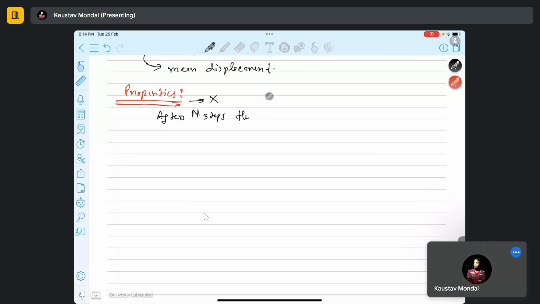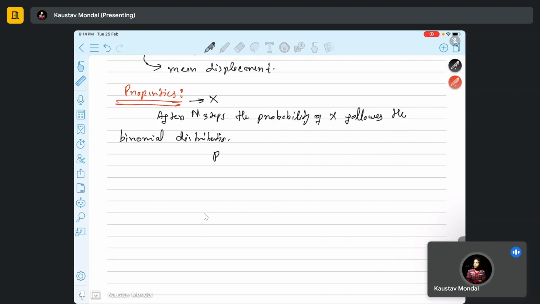the probability of x follows the binomial distribution. So P(x) would be simply nCk. I hope you already know about the properties of a binomial distribution. So P(x) would be simply nCk p to the power k and q to the power n minus k. Okay.